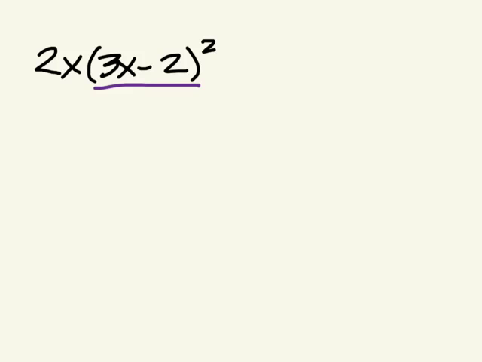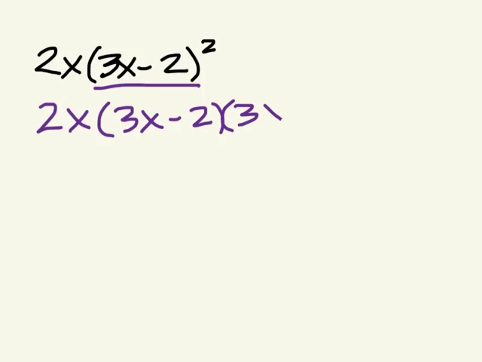For the first problem, you have 2x times the quantity 3x minus 2 squared. So you want to first rewrite this expression because the squared applies to everything inside the parentheses. So I'm going to say 2x times the quantity 3x minus 2 times the quantity 3x minus 2. Okay, so the 2 says there's 2 of those families. That's why I wrote this out 2 times.